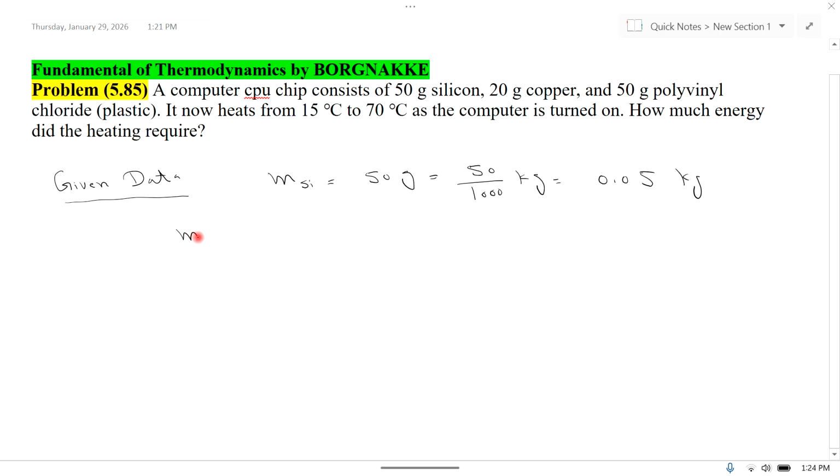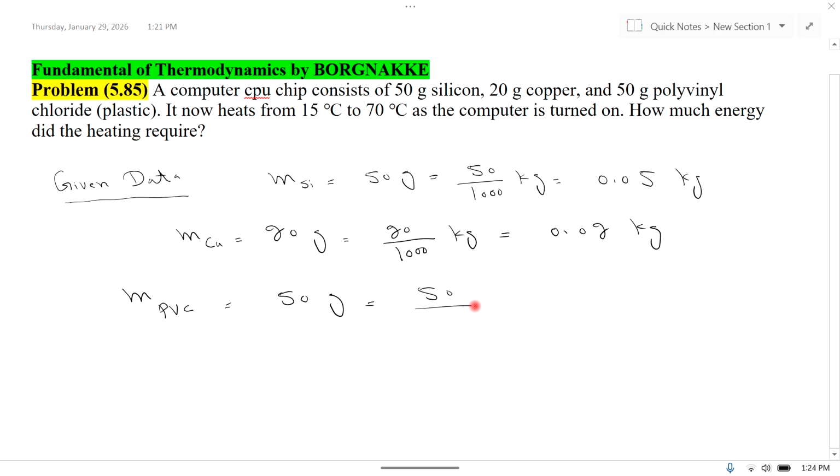So mass of copper is equal to 20 gram, which is equal to 20 divided by 1000 kilogram, which is equal to 0.02 kilogram. And mass of PVC, polyvinyl chloride, is equal to 50 gram, is equal to 50 divided by 1000 kilogram, which is equal to 0.05 kg.